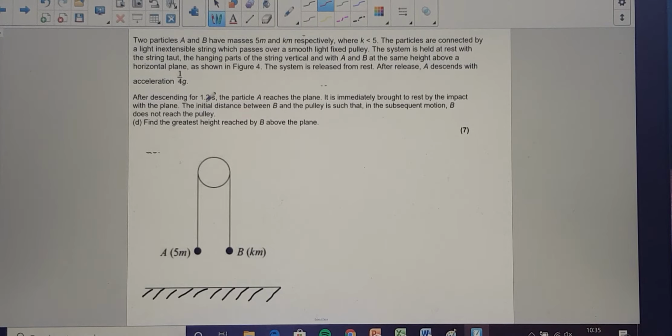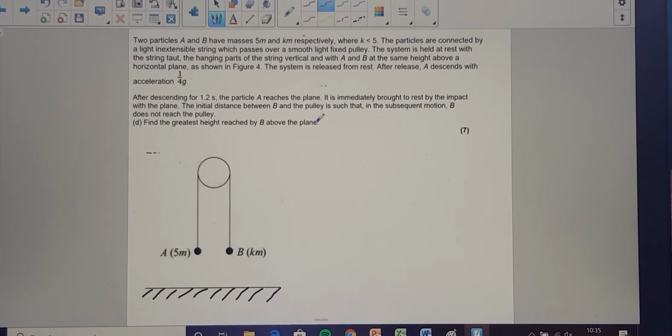After descending for 1.2 seconds, particle A reaches the plane. So this is coming down for 1.2 seconds and then it reaches the plane. Okay. That means that this is going to be ascending for 1.2 seconds as well, isn't it, before something happens. It is immediately brought to rest by the impact of the plane. The initial distance between B, this one, and the pulley, okay, so that's the pulley, is such that in the subsequent motion, B does not reach the pulley. Okay, so I don't need to worry about that crashing into that. Find the greatest height reached by B above the plane.